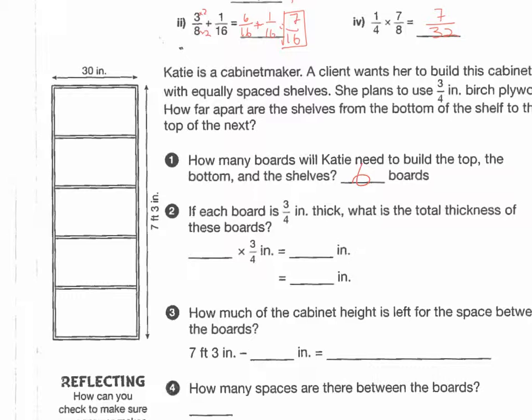If each board is 3/4 inch thick, what is the total thickness of these boards? Well, 6 times 3/4 inch. 6 is the same as 6 over 1. 6 times 3 is 18. 18 over 4 inches. And that reduces to 4.5 inches.